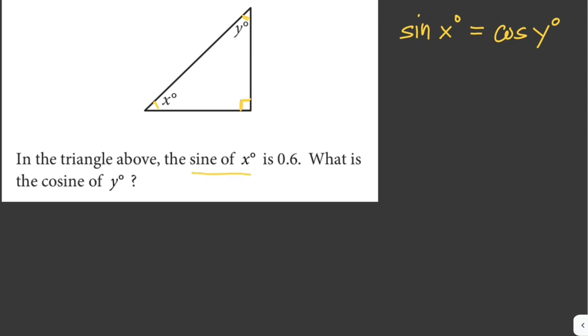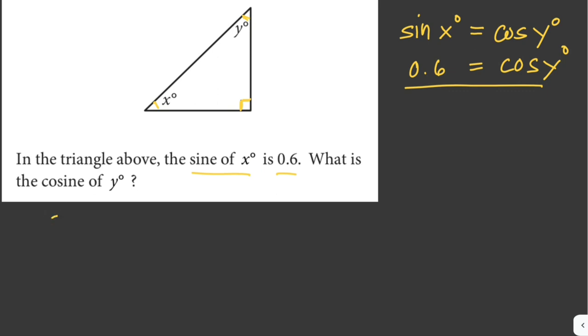Since the sine of x is already given and is equal to 0.6, therefore the value of cosine y degrees is just equal to 0.6 also. And that is the quickest way to solve it. If you are not familiar with the complementary angle relationship between sine and cosine, then you can solve this using the inverse trigonometric function.